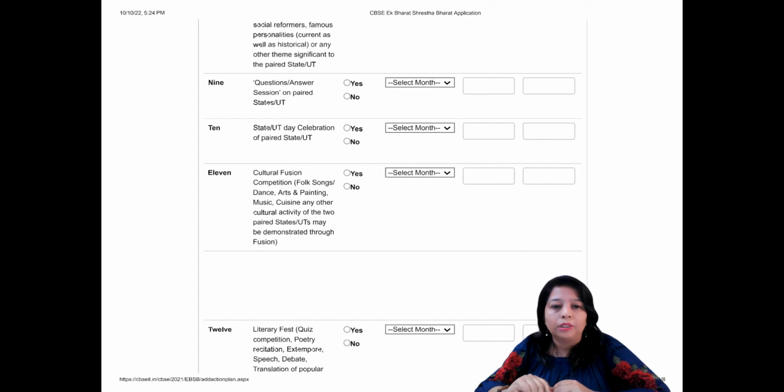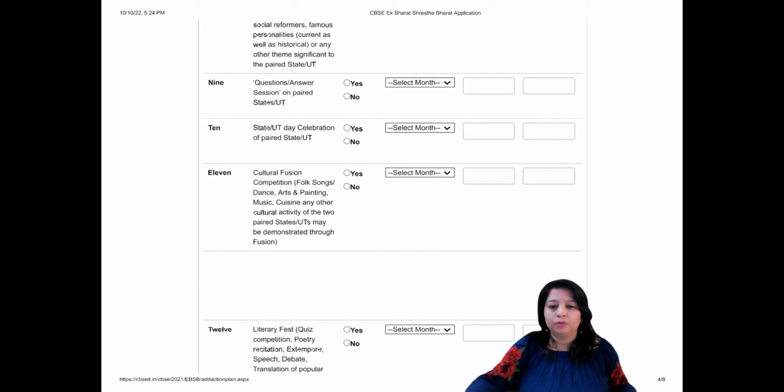Activity number 9 is question answers session on paired states and UTs. That can also be conducted by social sciences teacher, GK teacher when they will be conducting the activity number 7, 8, and they can conduct the activity number 9 also related to that. So next is state UT day celebration of the paired state or UTs. Right. So we will be having in the next month, we will celebrate our Haryana day. And there also you see UP and Arunachal Pradesh related any particular day which is celebrated for the particular state, you can celebrate that too.